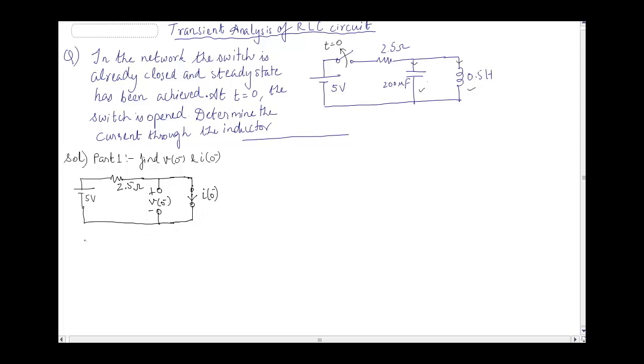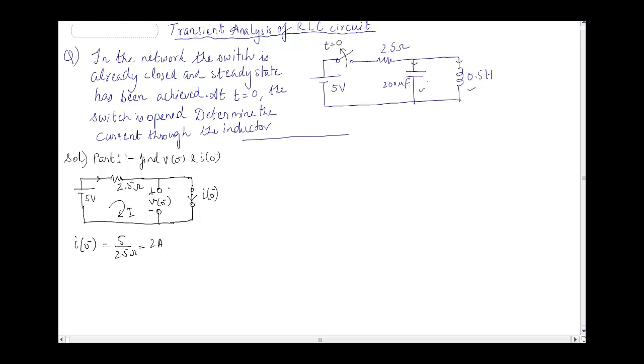Looking at the circuit, you can see that this is open, so there are not two currents I1 and I2. There is only one current, flowing from the 5 volt source through the 2.5 ohm resistor, through this short circuit, and coming back to the 5 volt negative terminal. That same current flows through I0 minus. So I0 minus is 5 divided by 2.5 ohms, which is equal to 2 amperes.